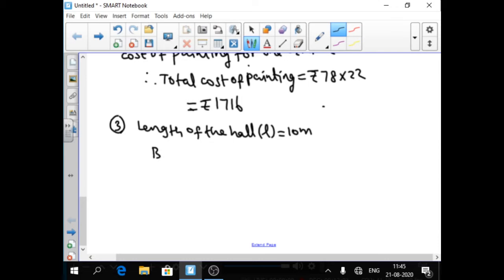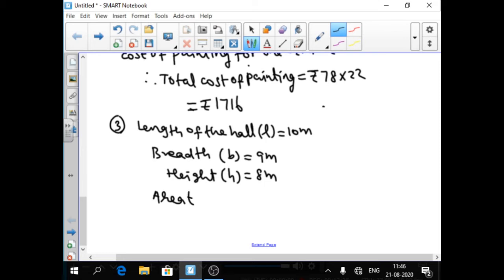Breadth of the hall B is equal to 9 meter. And height of the hall, height H is equal to 8 meter. So find area to be whitewashed.